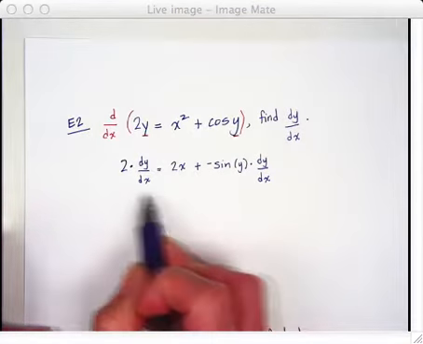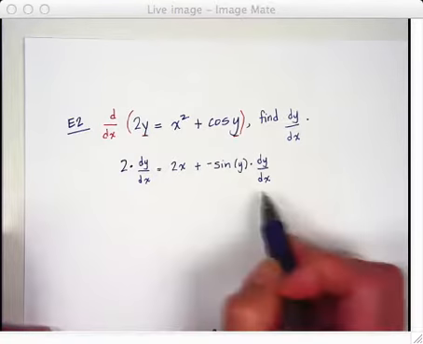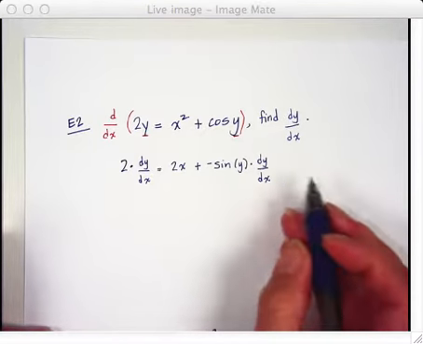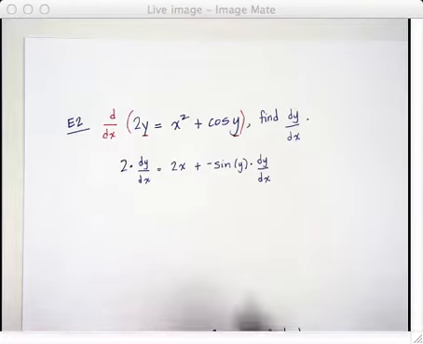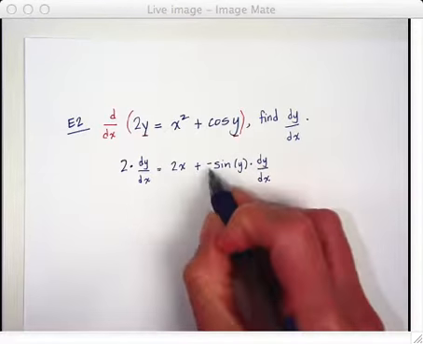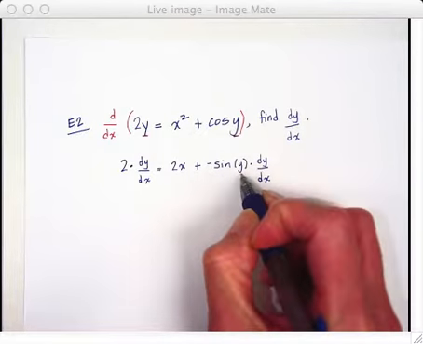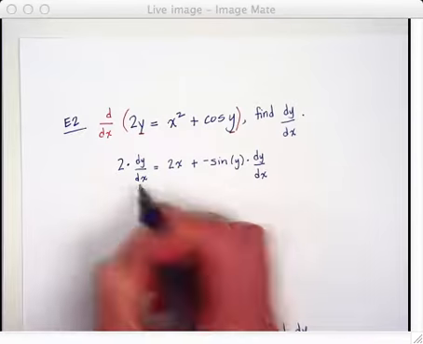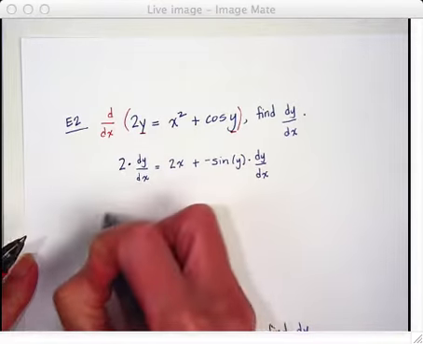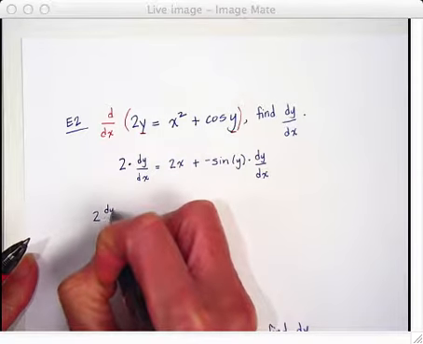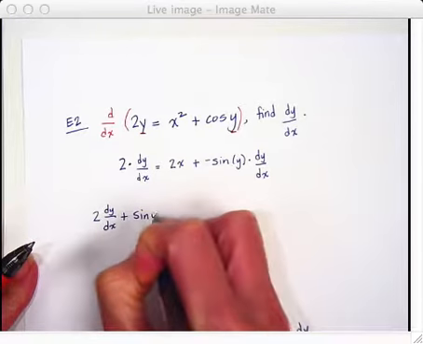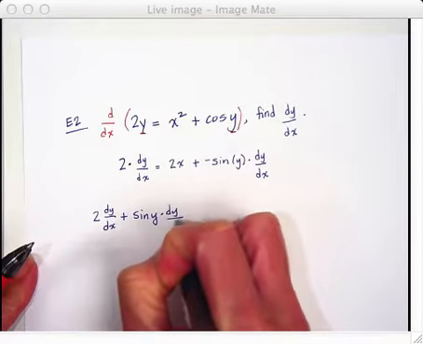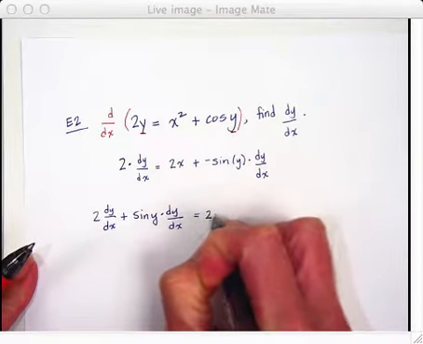All right, so now I have a dy dx term over here, and I also have one over here. So what I want to do is I need to get my dy dx's on the same side of the equal sign. So I'm going to add the negative sine y times dy dx over to the left-hand side of the equal sign. So I get 2 dy dx plus sine y times dy dx equals 2x.